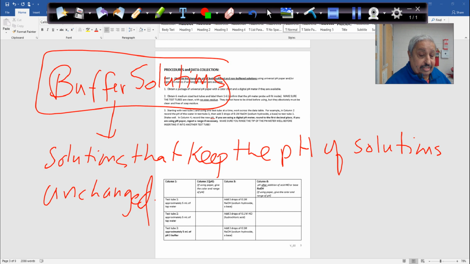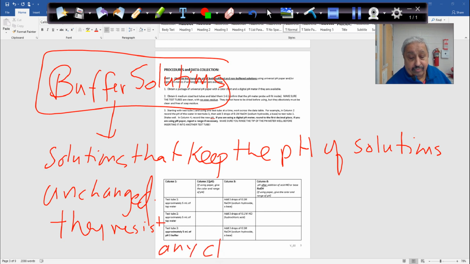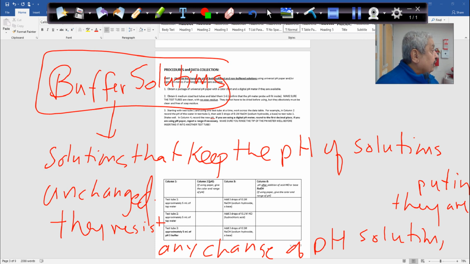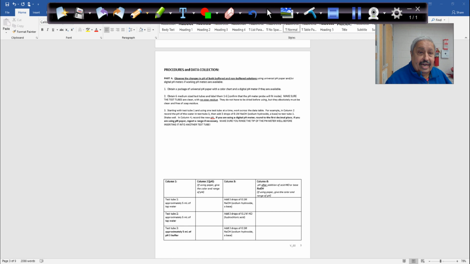So that means they resist any change of the pH of the solutions they are put in. So if we want to keep the acidity or the basicity of any solution unchanged, you add this buffer, correct? So what are those buffers here? The buffers are made of weak acid and its conjugate base.